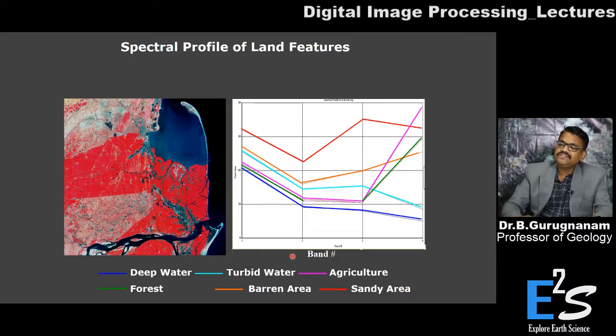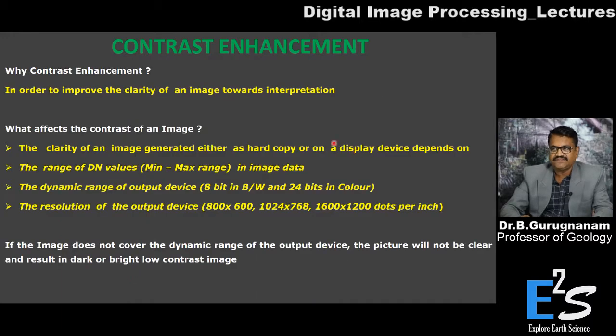This is the curve generated for various bands, for various objects. This is the pixel value taken. This is the band information taken. Dark blue represents deep water. Light blue represents turbid water. Pink represents agriculture. Green represents forest area. And what happens in band 1, what happens in band 2, what happens in band 4, where it increases, where the distinction is more, you can use this type of spectral reflectance curve to understand the different scene characteristics, feature characteristics, or satellite data characteristics.